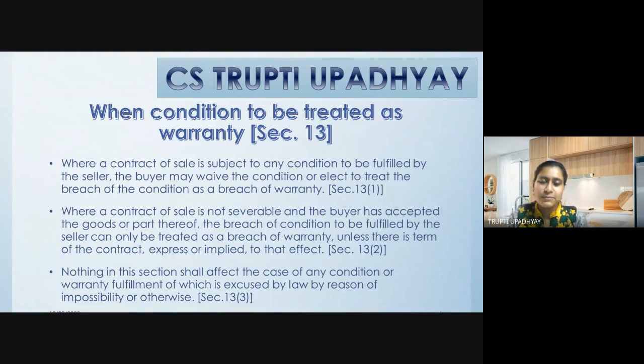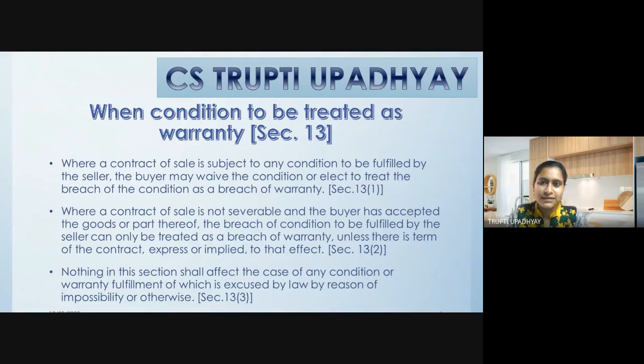So the first case is by waiver, where a condition may be treated as a warranty. The next one is by election. When there is a breach of condition and the buyer still wants to continue with the contract, does not want to cancel it and still wants to accept the goods, he may do so by electing to treat the breach of condition as a breach of warranty.